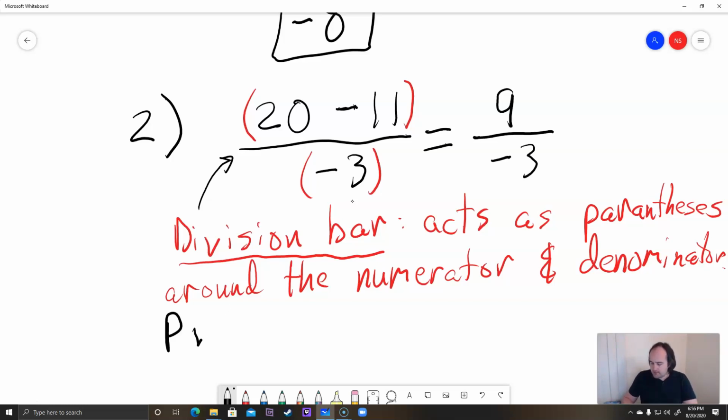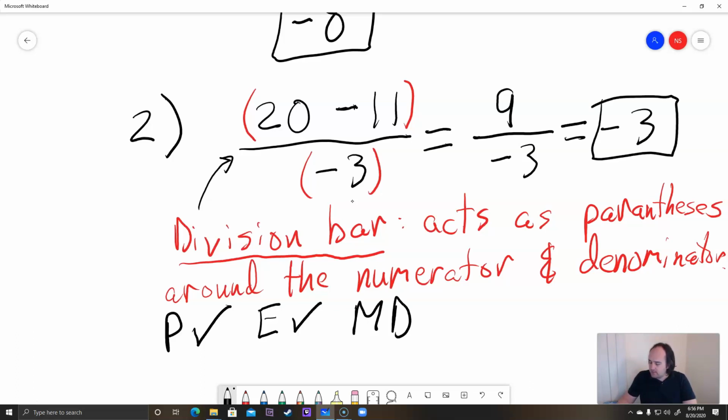Okay, so we just took care of parentheses. There are no exponents, so we're done with that. So now we're on to multiplication and division. And here we can see there's 1 minus, so that means our answer is going to be negative. And then dividing, 9 divided by 3 is 3. So our answer is going to be negative 3.